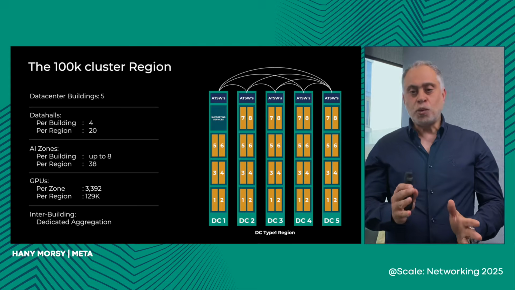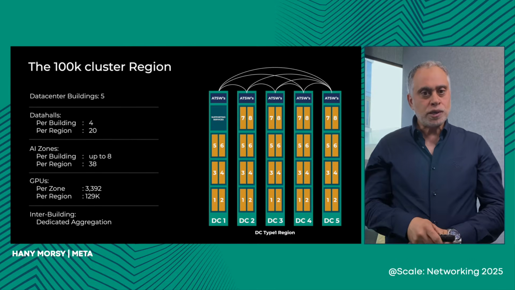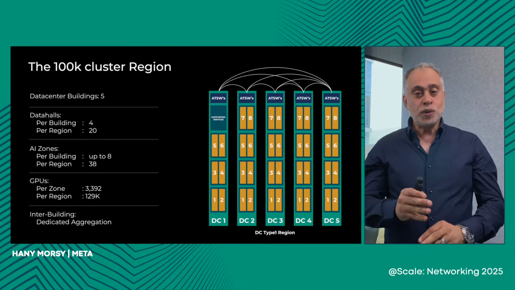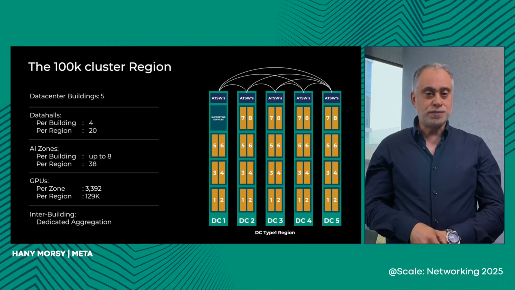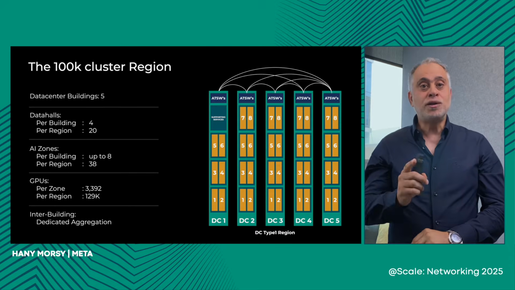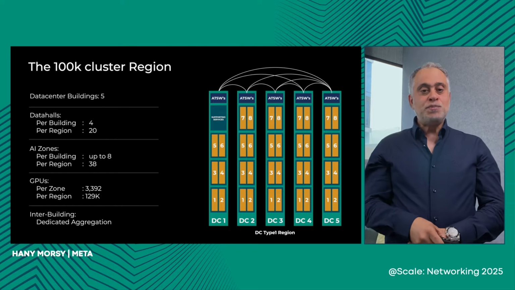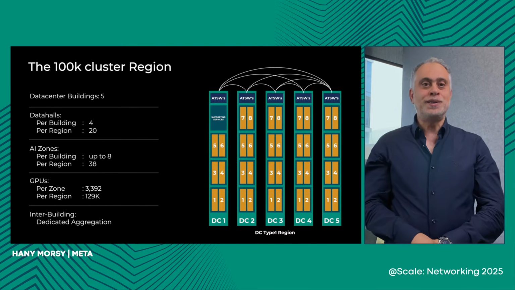Each AI zone supports approximately 3.4K GPUs, leading to a staggering total of 129K GPUs across the entire region. This makes it one of the largest AI clusters in the world. Let's take a deeper look at the network topology per building.